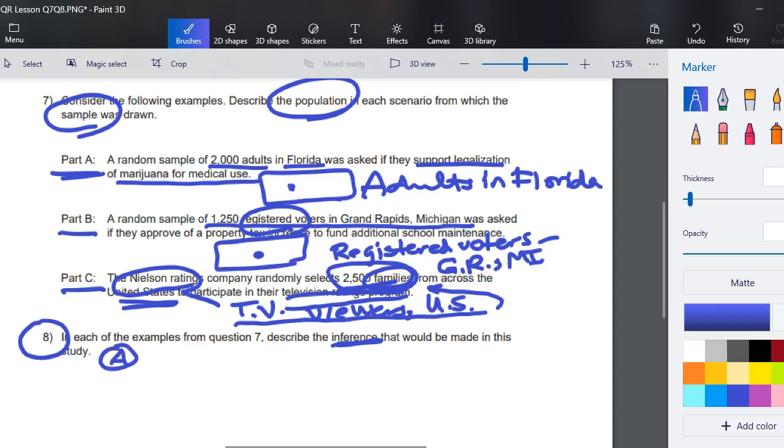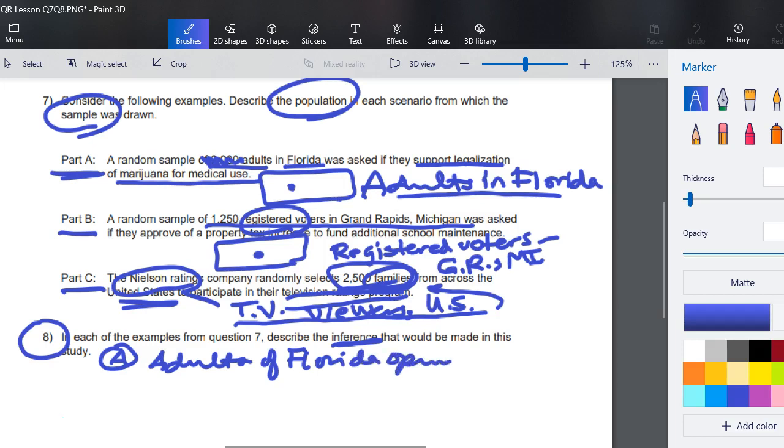An inference that we could make about the first sample. Remember, this sample includes the 2,000 adults in Florida. The population were the adults in Florida. And the inference we're trying to make from this sample is not anything about the 2,000, but that whatever results we're getting from those 2,000, we are going to infer that the adults in Florida have these same opinions about legalizing marijuana for medical use.